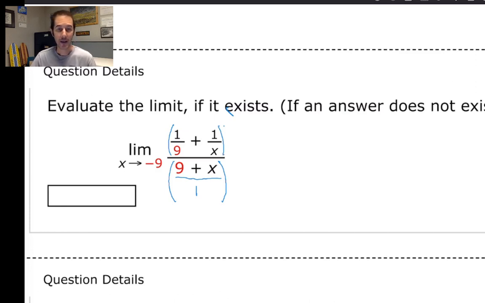This numerator, you can add two fractions together, but of course you'll have to find a common denominator. So take the time to turn this into one fraction. This is already one fraction. Then you'll have a fraction divided by a fraction, and you can implement keep, change, flip. Once you've done keep, change, flip, if it's possible to reduce or cross cancel, you may be able to avoid division by 0 here.